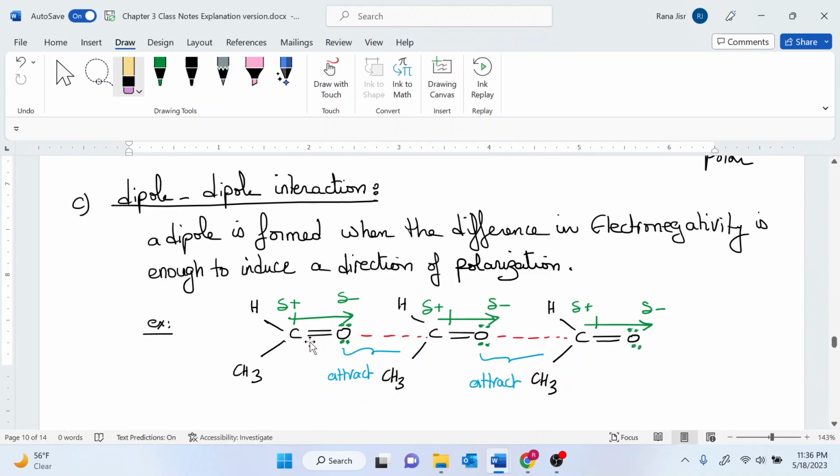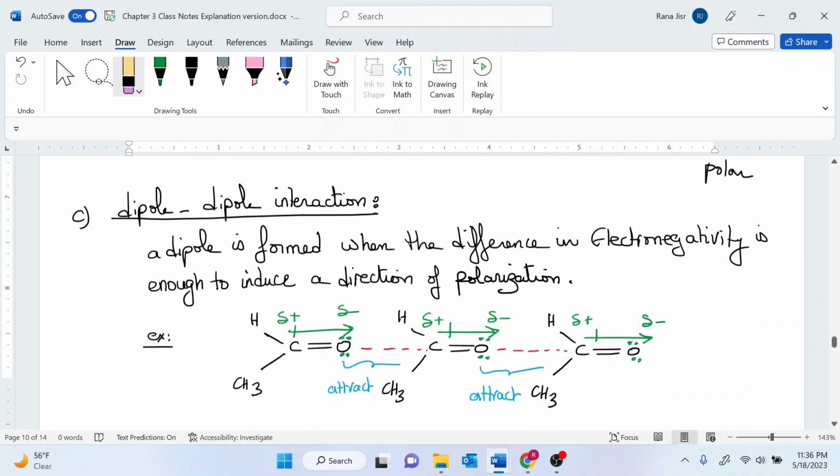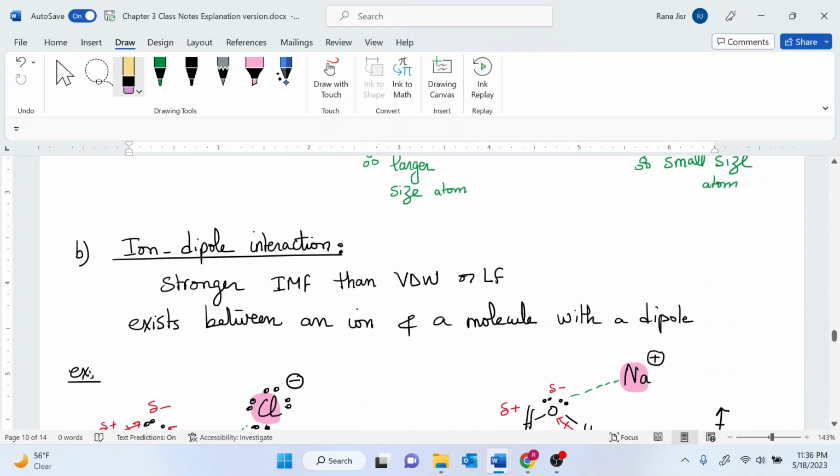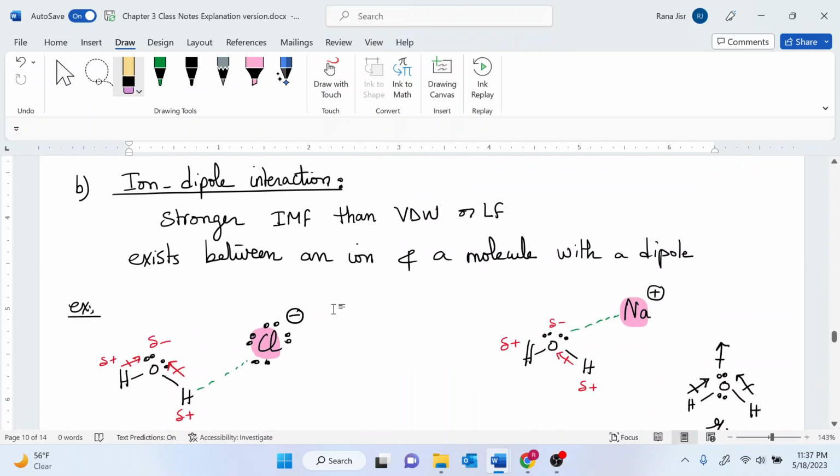So let's say, for example, if you have a solution of aldehyde molecules in there, these aldehyde molecules will arrange themselves in a way so that the negative end of one molecule is going to interact with the positive end of the other molecule. This is the dipole-dipole interaction, so that they will not repel each other. Now, the dipole-dipole interaction is a weaker intermolecular force than the ion dipole interaction.